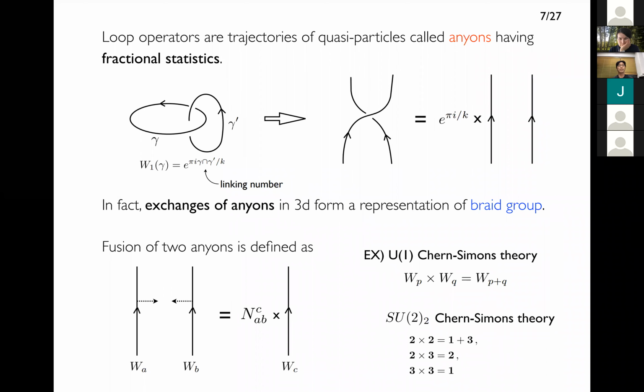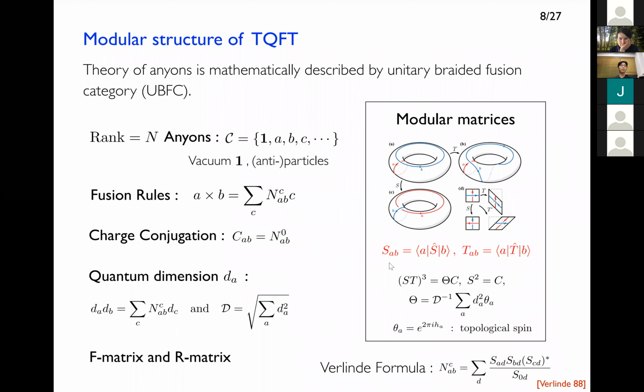Anyway, anyon physics is described by their braiding statistics and fusion rules. A mathematical framework describing the physics of anyons is called unitary braided fusion category, or UBFC. Objects in a UBFC are the anyons, including the vacuum or trivial anyon, and other non-trivial quasi-particles and their charge conjugations. Anyons have non-trivial fusion rules determined by the fusion coefficient N^C_AB, and charge conjugation and quantum dimensions have these properties.